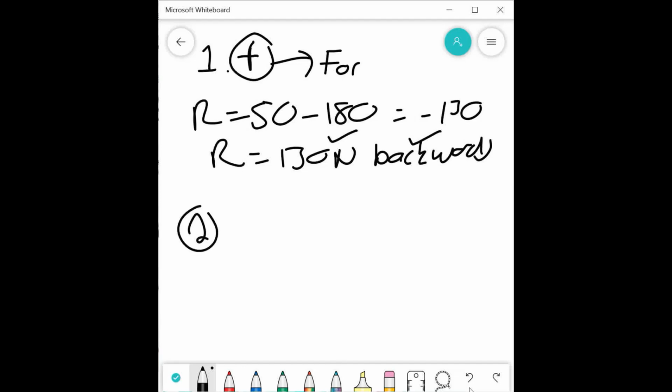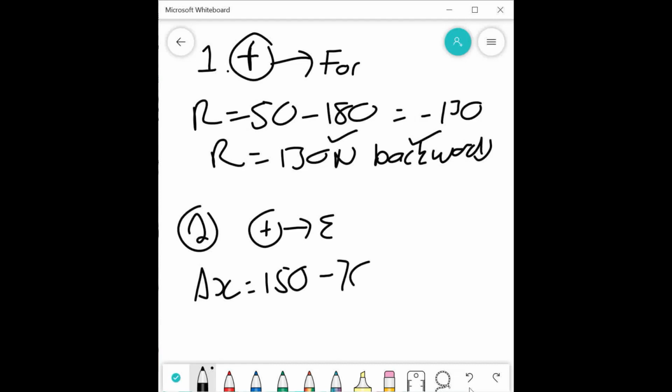Then the next one. Remember, this is an example of another vector, which is displacement. We're going to choose east as the positive direction. Our change in displacement, change in x, is going to be 150 minus 70 plus 100, which will give you 180 meters east. One mark for direction, one mark for magnitude.